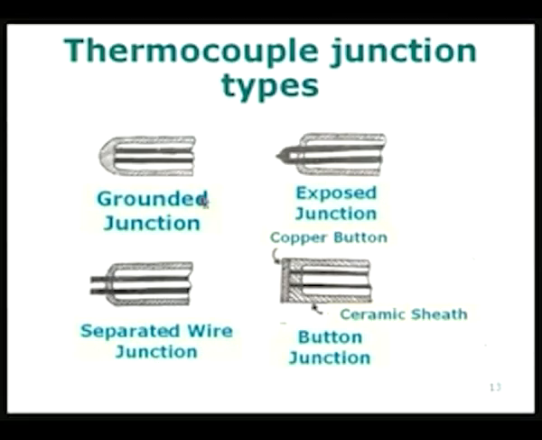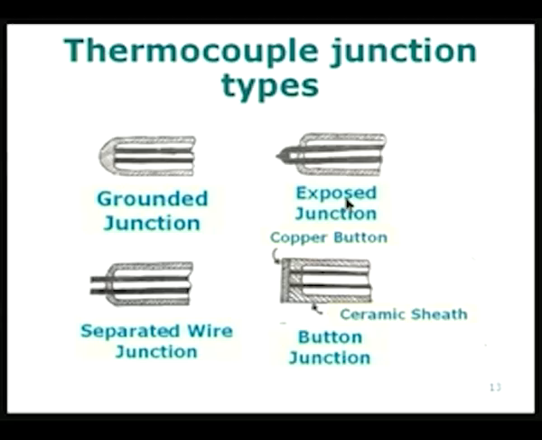thermocouple junction types. We can have grounded junction. This is a sheath material which is made up of a metal like stainless steel or nickel or some such material, and I have attached the two wires directly onto the sheath material at the bottom, and the junction between the two materials is formed between this and this by the sheath which is going to be in contact with the two metals. Okay, that is why it is called the grounded junction.